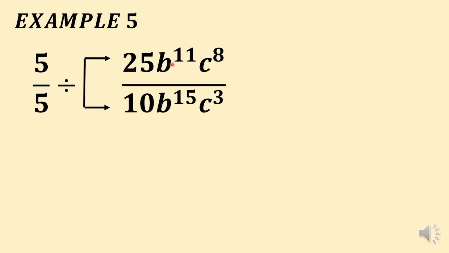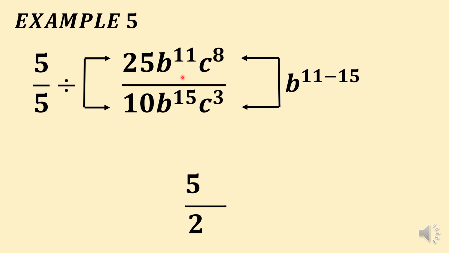So we're going to divide our numerator and denominator by 5. That is 25 divided by 5, 10 divided by 5. So our answer here is 5 over 2. Again, for our variables, by quotient rule, simply subtract or copy the letters and subtract their exponents. You have now b raised to 11 minus 15, and then c raised to 8 minus 3.